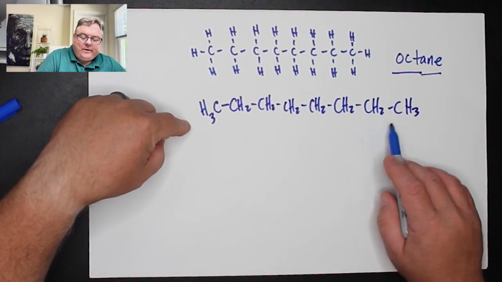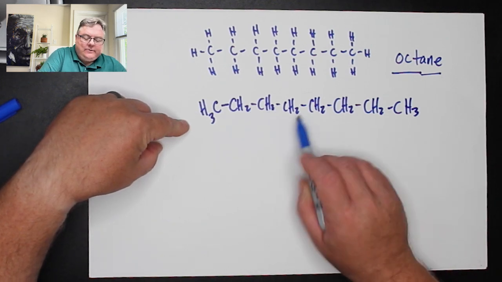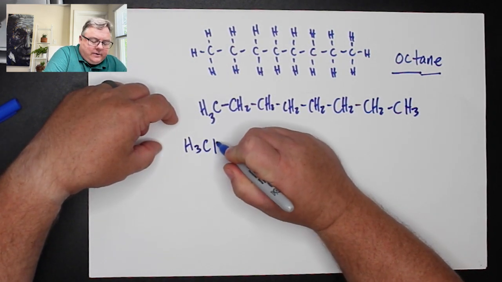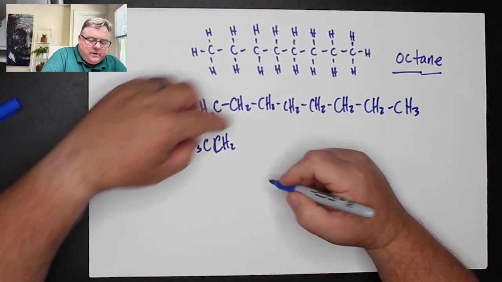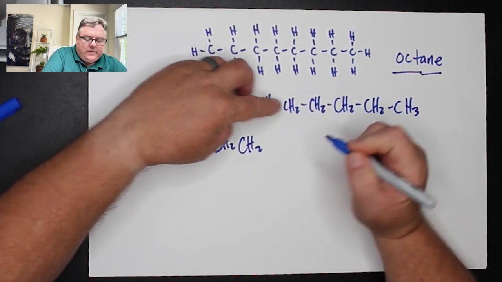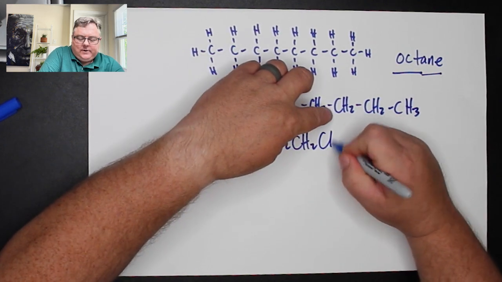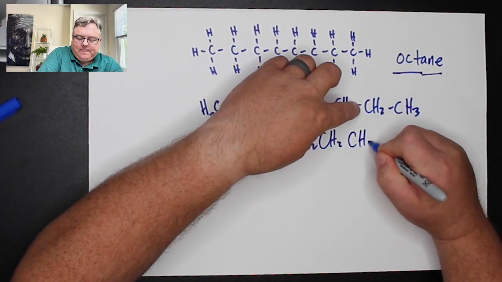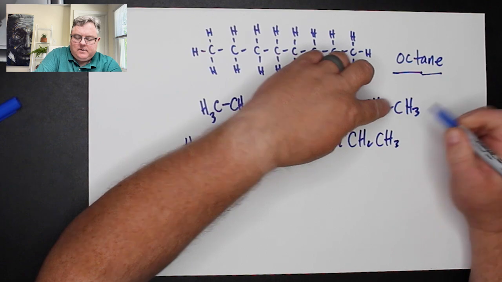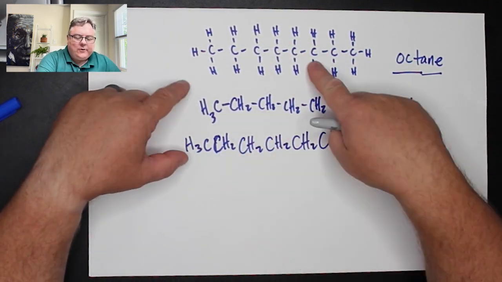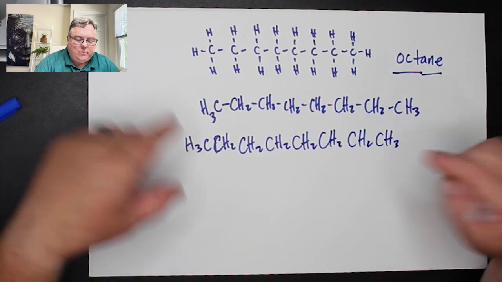I can even simplify this more. I can leave out these lines if I wanted to. If I drew CH3, CH2, CH2, CH2, CH2, CH2, these are equivalent as well. So you can draw out the bonds, or you can leave them out if you want.